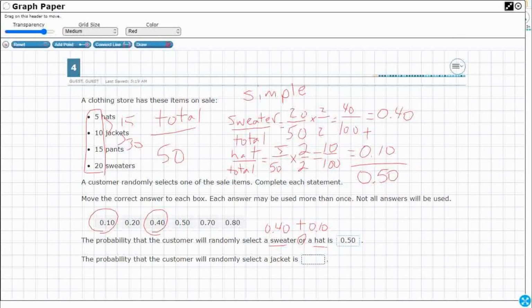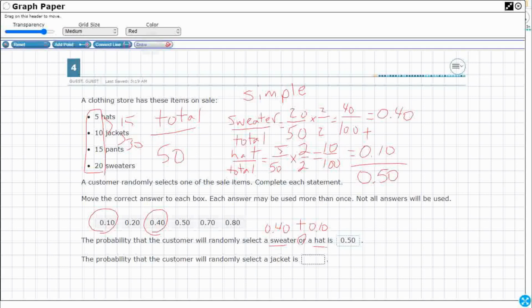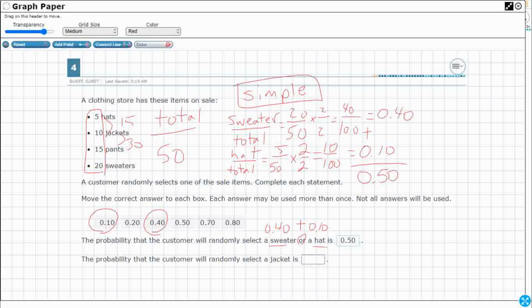Now we need the randomly selected jacket. Now this is a simple probability, because these are two independent events. It's not if they select one of these and then select a jacket, because if so, that would mean my denominator would change, because a sweater or a hat would be gone. But these two act independently. That's why it's a simple. It's either this or this. So we simply need to find the jacket, right?